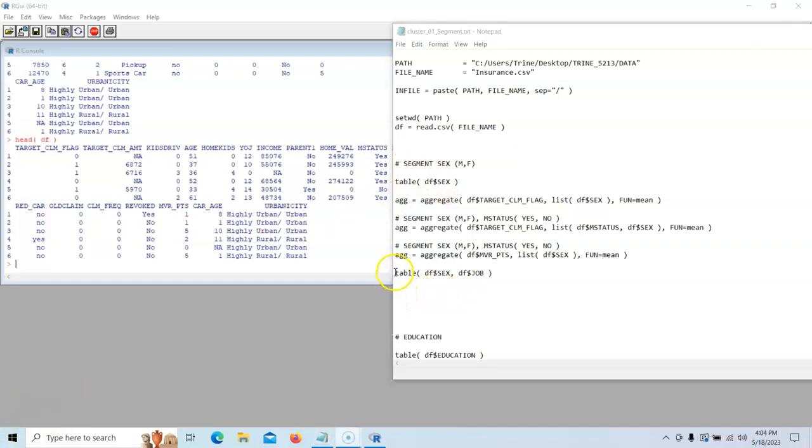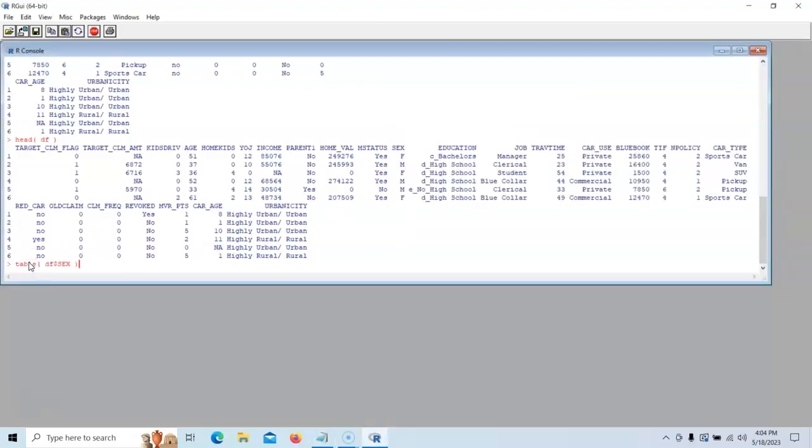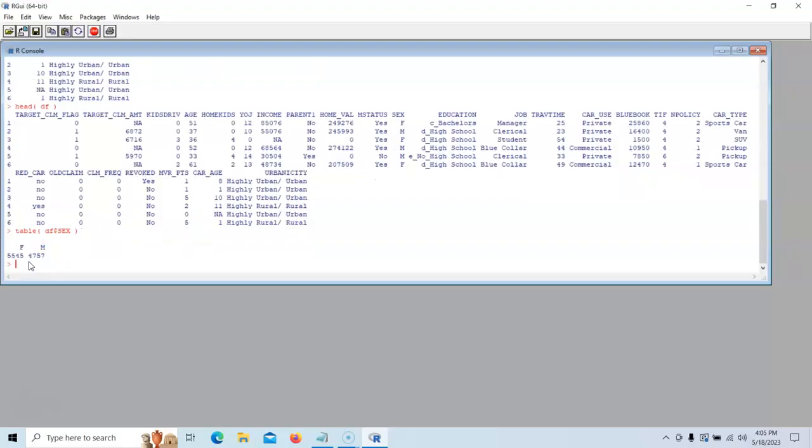Now, when we look at this command right here, this is going to tell us how many females and how many males we have in our customer base. Okay, so we have 5,500 females and 4,700 males. Let's call it 55% and 45%, plus or minus. So we got more female customers than male customers.